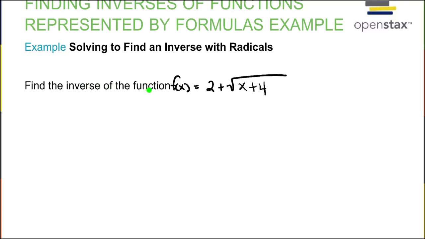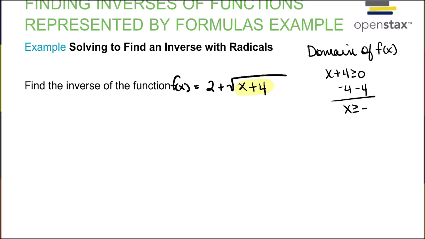Okay, so let's find the inverse of this function, 2 plus the square root of x plus 4. Now, before we do that, let's talk about domain. I know the domain of f of x is all numbers where x plus 4 is greater than or equal to 0, right? Because what's under here has to be positive. If I were to solve that, I would end up with x is greater than or equal to negative 4. So x is all real numbers from negative 4 to infinity.